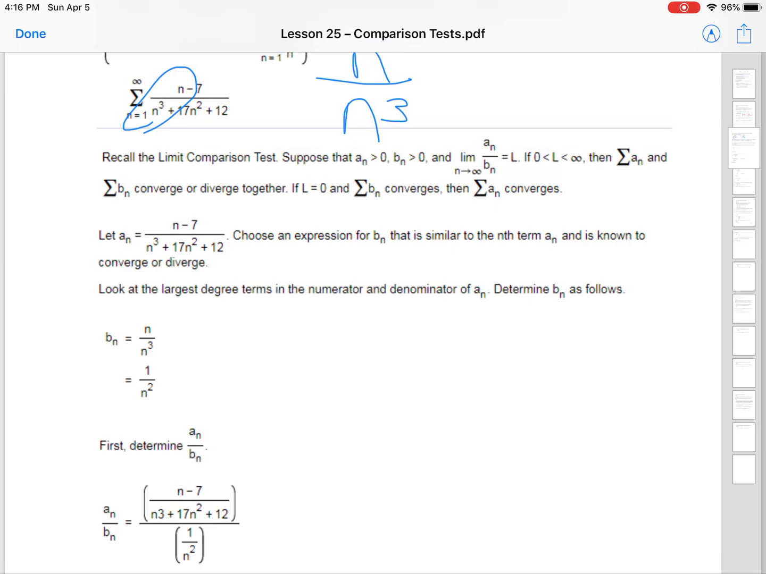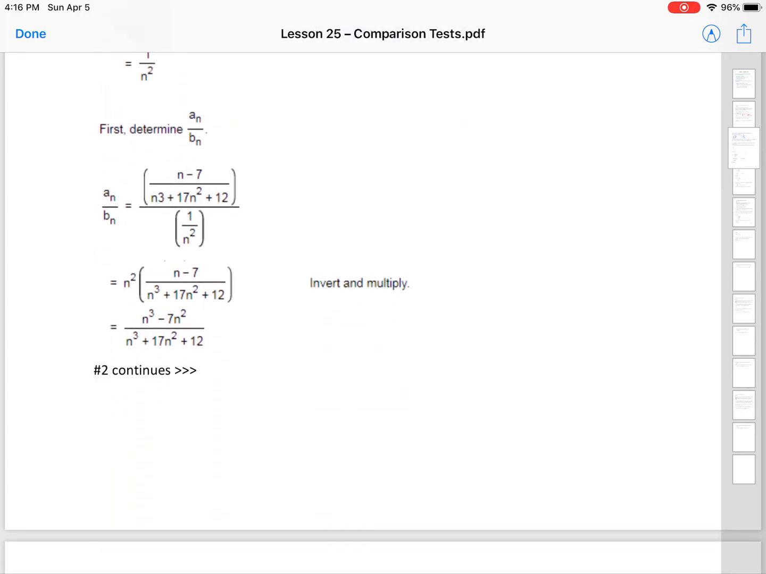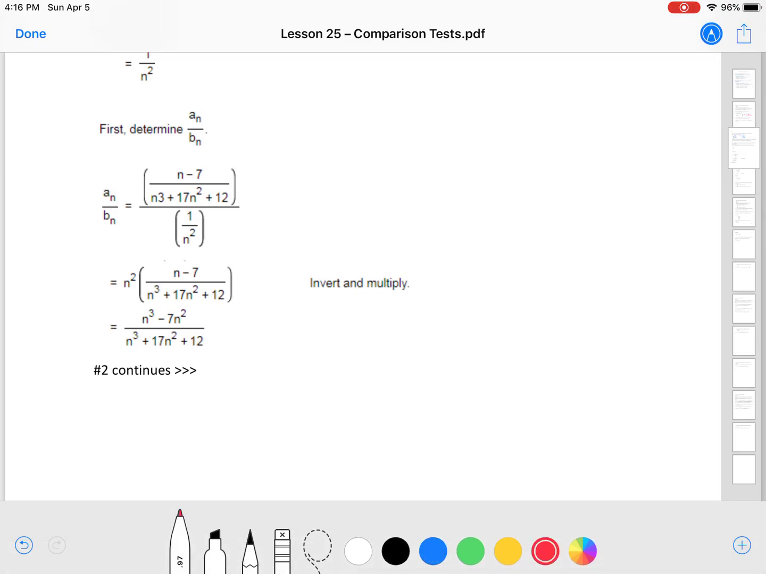So a sub n is the original series, and b sub n is our series 1 over n squared. And let's divide the two series, a sub n over b sub n. Now right here, when you divide by 1 over n squared, that of course flips and turns into n squared up top. And you multiply n squared times n minus 7, and that gives us n cubed minus 7n squared up at the top.